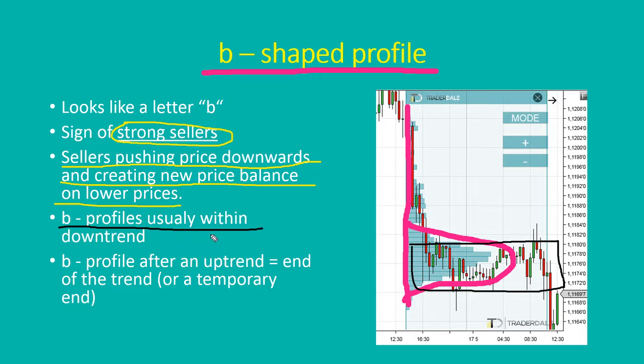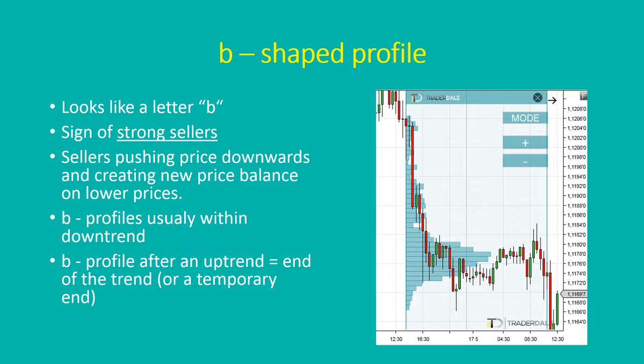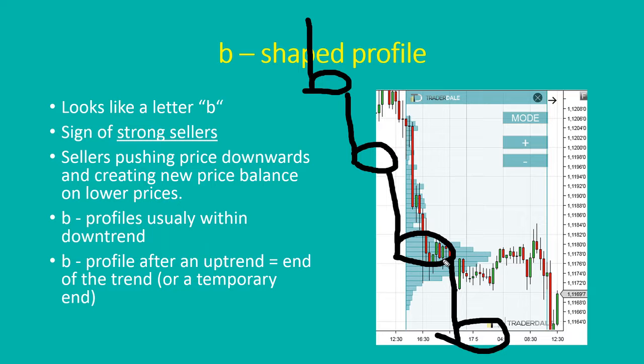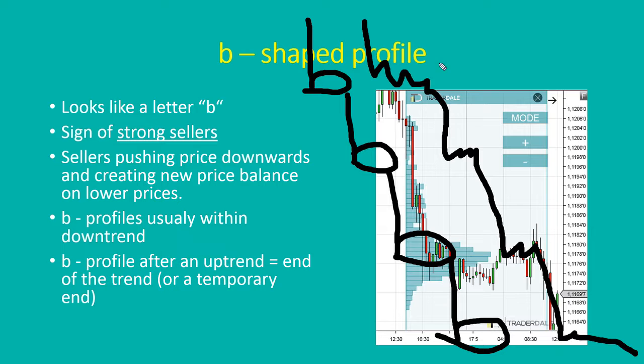And B profiles usually form within a downtrend. So when you see a downtrend, the profiles within the downtrend usually look like this. And this is, for example, the price action. All right, so this is how a downtrend looks like. A B-shaped profile followed by another B-shaped profile, followed by another B-shaped profile, and so on. Strong sellers pushing the price downwards.